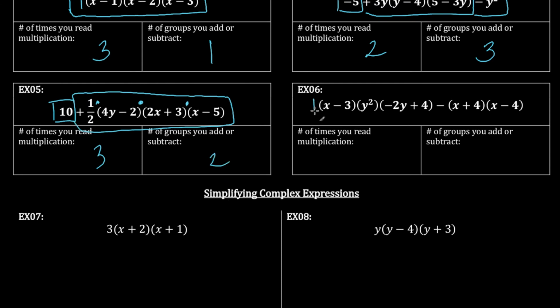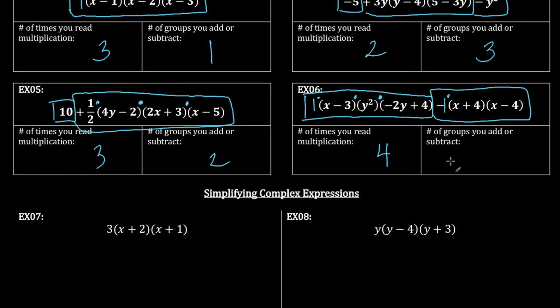Let's put the 1 here. 1 times (x minus 3) times (y squared) times (negative 2y plus 4), minus 1 times (x plus 4) times (x minus 4). So 1, 2, 3, 4. And we start off with a 1. We multiply by all of that, and then we take away 1 times all of that. So only 2 groups. Let's see this in action.